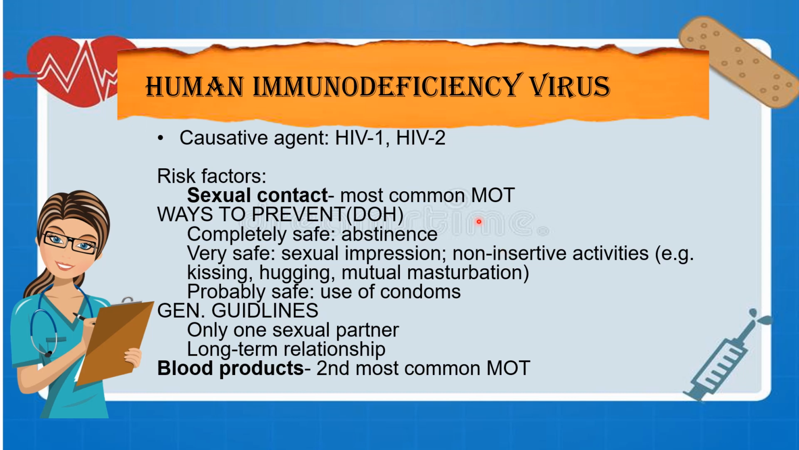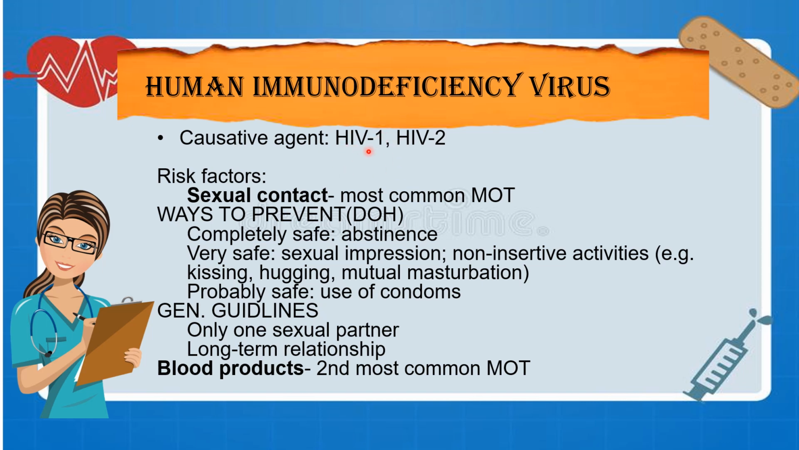So the causative agent of human immunodeficiency virus includes HIV-1 or type 1 and HIV-2 or type 2. The inflammation and breaks in the skin or the mucosa result in the increased probability that an HIV exposure will lead to infection. The human immunodeficiency virus type 1 is transmitted in body fluids such as blood, seminal fluid, vaginal secretions, amniotic fluid, and even breast milk that contain the infected cells.